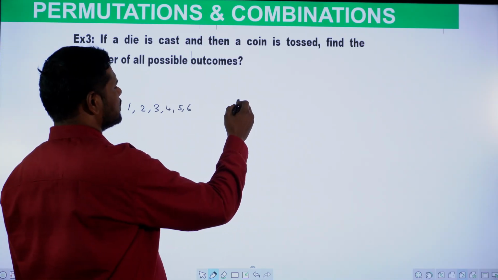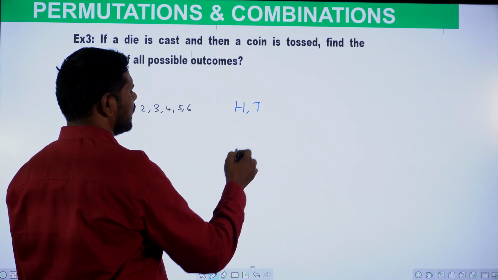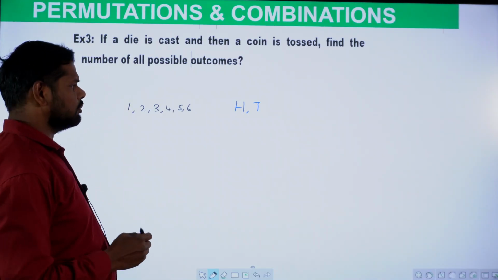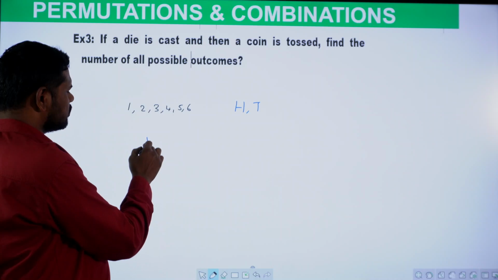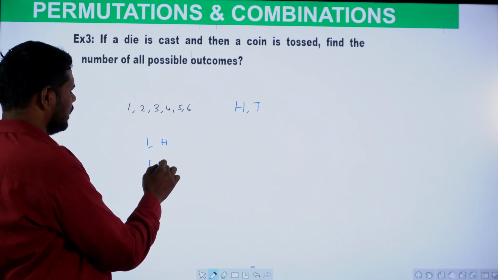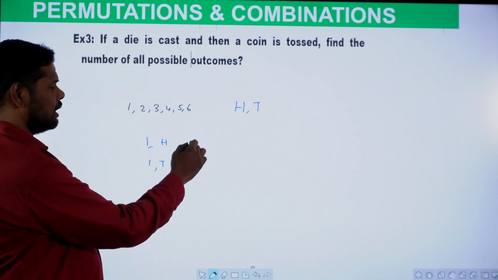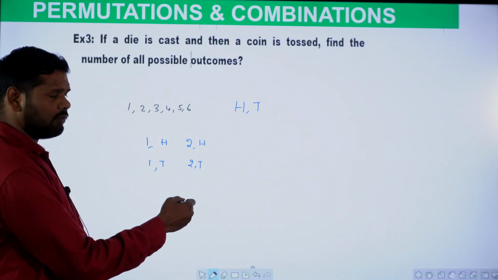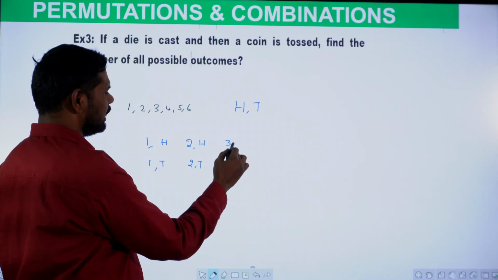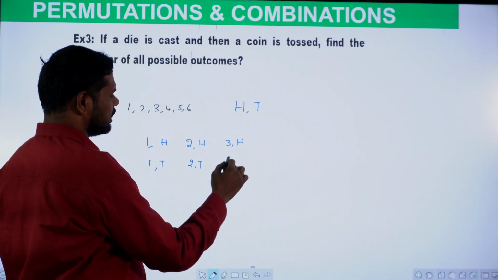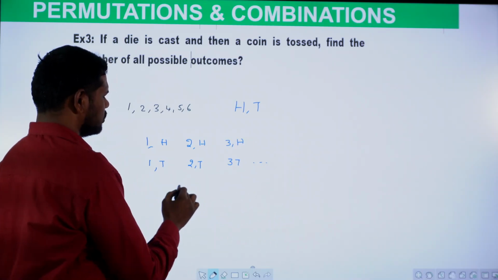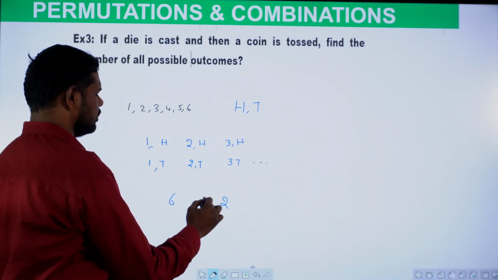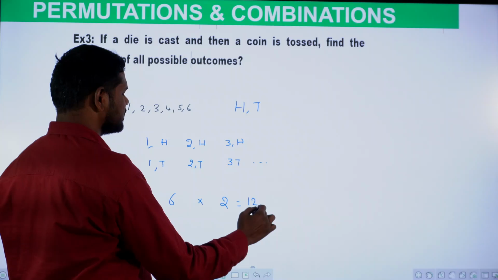If a coin is tossed, the possible outcomes are head and tail. So now find the number of all possible outcomes. Suppose the die shows one and the coin shows head or tail, these are the 2 ways. Or similarly 2 and head, 2 and tail, another type of outcome. Suppose the die shows 3 and the coin shows head or tail, and so on. So here 6 outcomes are possible for the die, and 2 outcomes are possible for the coin. Total outcomes are 6 into 2.